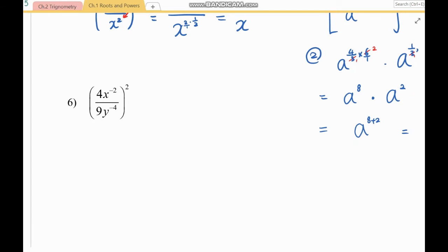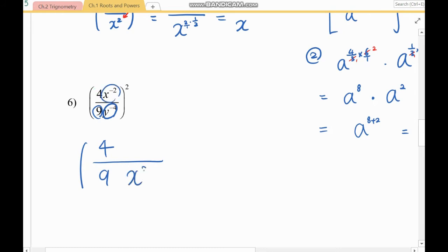Look at number 6. Looks very complicated, so we're going to simplify before we actually solve the problem. So we have negative exponent. This one doesn't have the negative exponent, so we're just going to leave it as it is, but we're going to move x to the power of -2 to the bottom, y to the power of -4 to the top, squared.